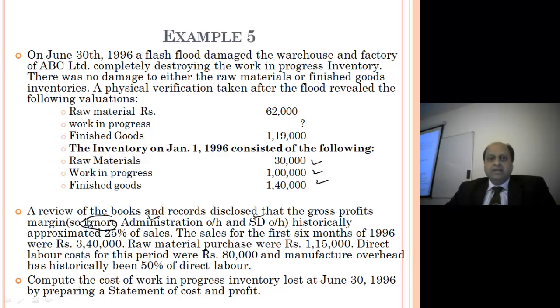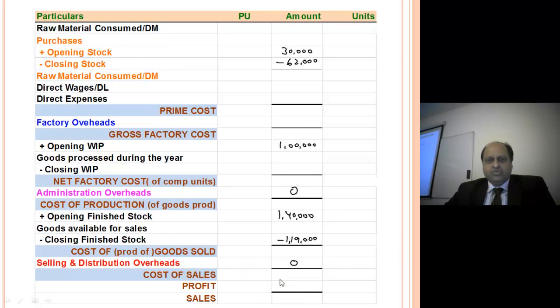Okay. Now it further says that our profits are 25% of sales and we have sold goods for 3,40,000. So what will we do? 3,40,000 I will put here and my profit will be 25% of 3,40,000, which is coming out to be how much? 85,000. Is it fine?